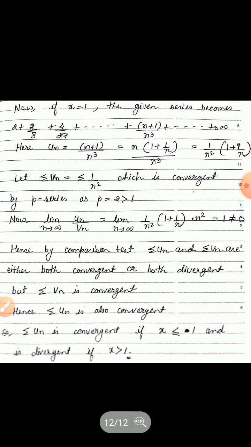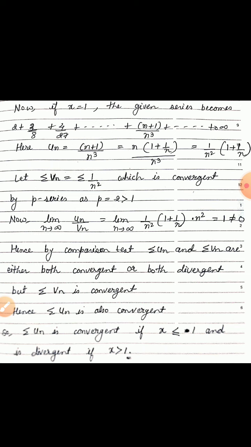If x is equal to 1, the given series becomes, in the question you have to put x equal to 1, so you will get 2 plus 3 by 8 plus 4 by 27 and so on, plus n plus 1 by n cube, and so on up to infinity. So here u_n is n plus 1 by n cube. This can further be written by taking n common from the numerator as n into 1 plus 1 by n divided by n cube, or 1 by n square into 1 plus 1 by n. So here we will use the comparison test, and the ratio 1 by n square is taken as summation v_n.